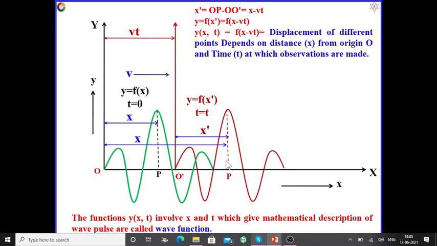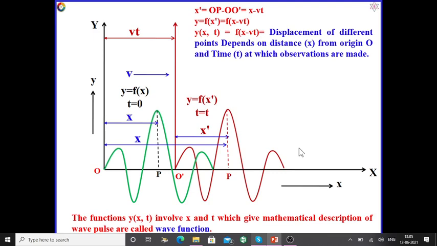So here we have to stop our discussion. In the next class we will discuss what form y(x,t) takes. So here y(x,t) is equal to f of x minus vt. We found x minus vt because the wave pulse is moving towards the positive x-axis direction. If the wave pulse moves in the negative x-axis direction, it will be x plus vt.